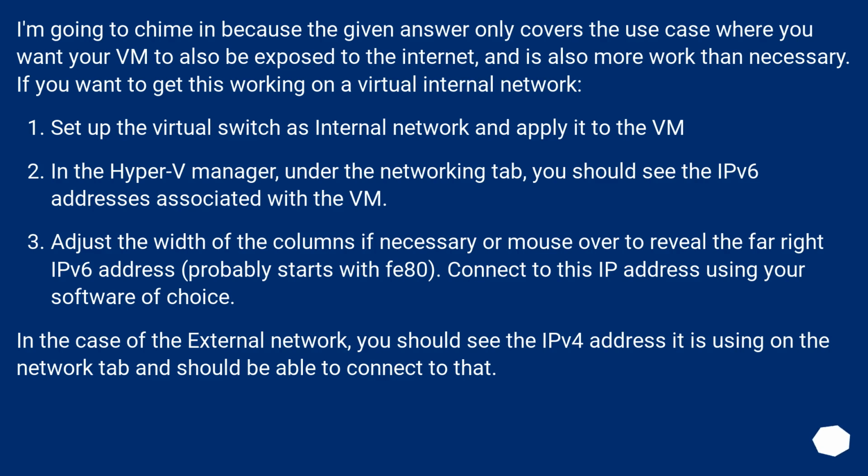In the Hyper-V Manager, under the Networking tab, you should see the IPv6 addresses associated with the VM. Adjust the width of the columns if necessary or mouse over to reveal the far right IPv6 address, which probably starts with FE80. Connect to this IP address using your software of choice. In the case of the external network, you should see the IPv4 address it is using on the Networking tab and should be able to connect to that.